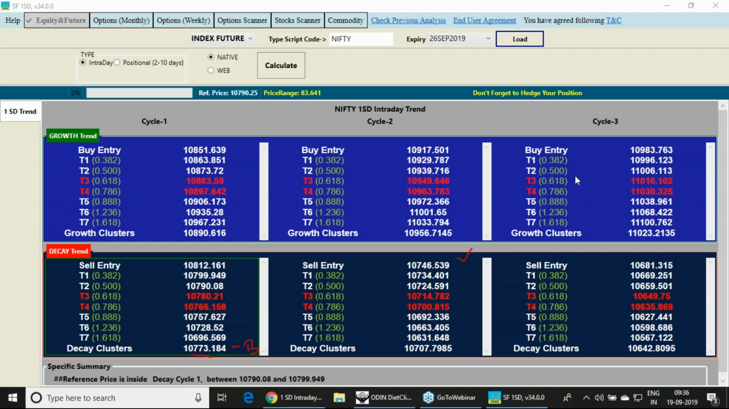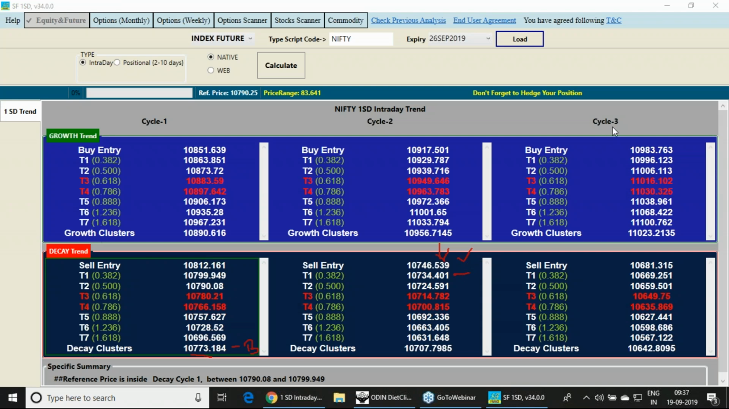Where will be my stop loss? Can anyone tell me? Where will be my stop loss? If 777, 774, 773, I am buying. My first sell trade has a stop loss. Second cycle I entered at 773. So I entered here. What will be my stop loss? 10,734 will be your stop loss.